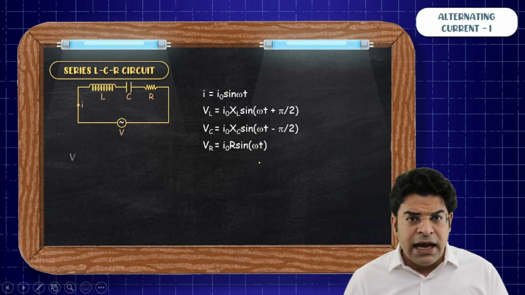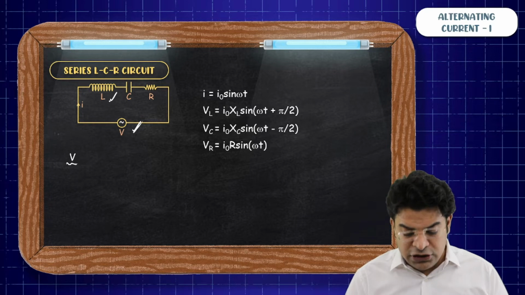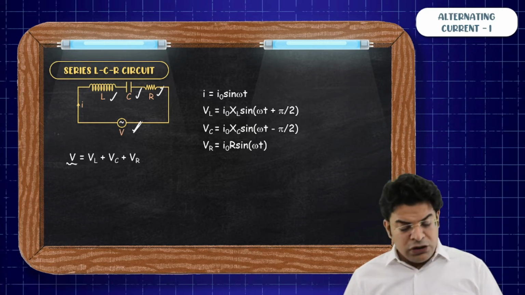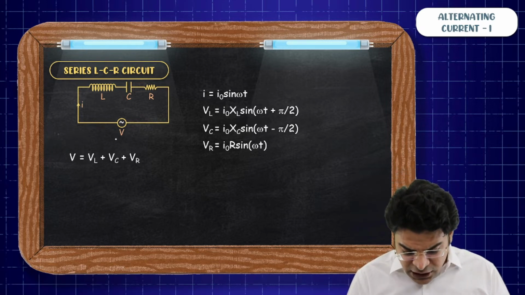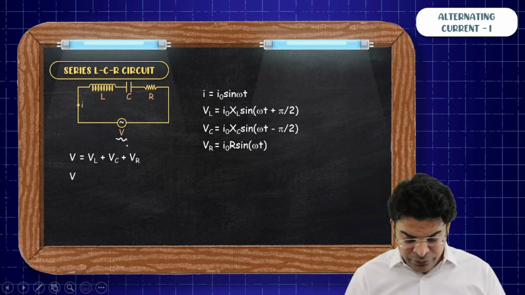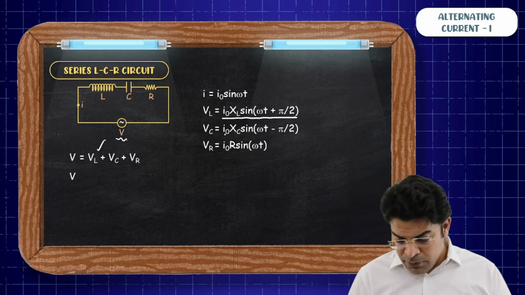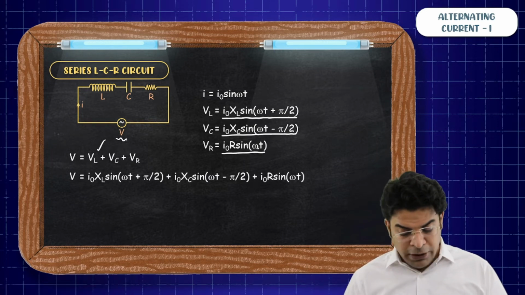We can say that the potential drop across the source at any time t equals the potential drop across the inductor plus the potential drop across the capacitor plus the potential drop across the resistor, from KVL. Hence, the potential drop across the source V has to be equal to I naught XL sine(omega t plus pi by 2) plus I naught XC sine(omega t minus pi by 2) plus I naught R sine omega t.